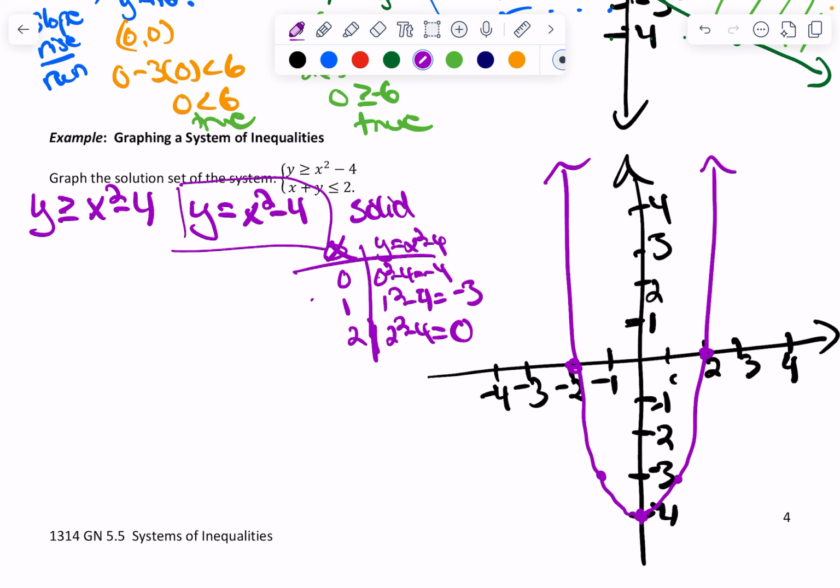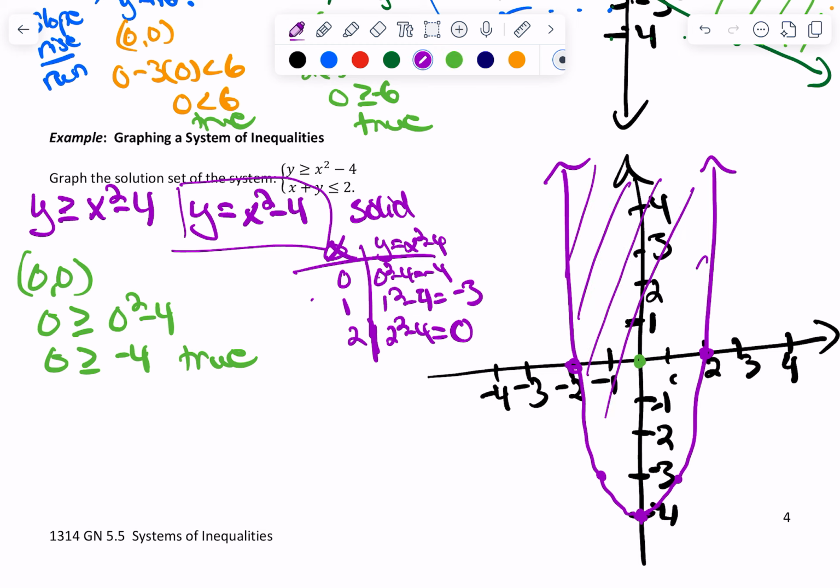Okay, but now we need to figure out, for example, again, we can use 0, 0 as the test point because it's not on the line. So 0 is greater than or equal to 0 squared minus 4. Well, yes, 0 is greater than -4. This is true. So we know that for this one, we're shading the inside right here.